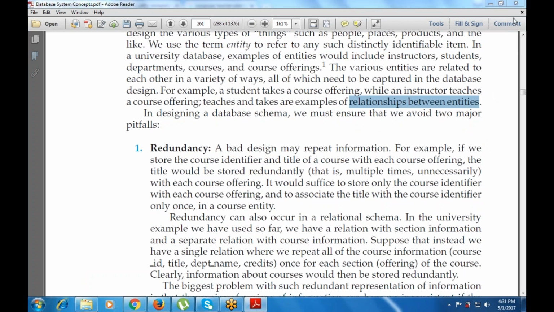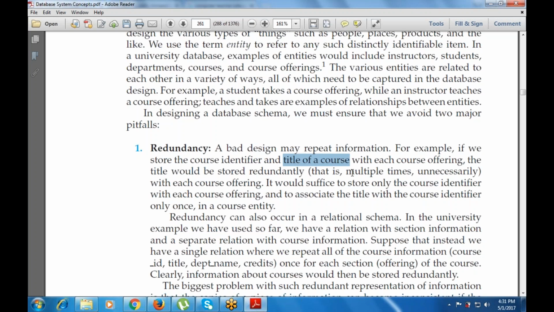Now let's start with the two parts that make sure that we avoid the two major pitfalls. What are the two pitfalls or limitations? One is redundancy, that is duplication. A bad design may repeat the information. For example, if you store the course ID and the title of the course with each course offering, the title would be stored in a repeated way, multiple times unnecessarily, with each course offering.